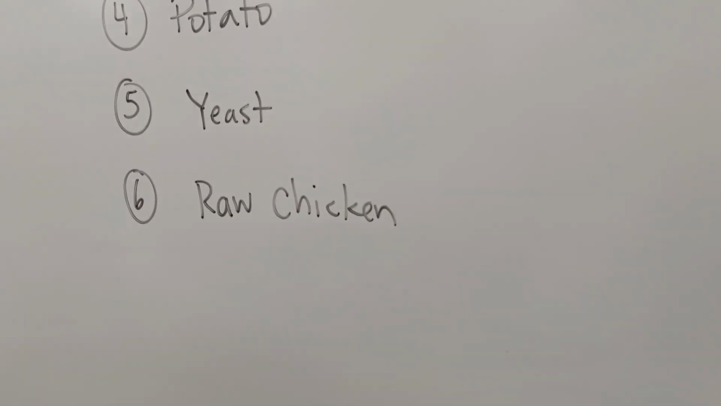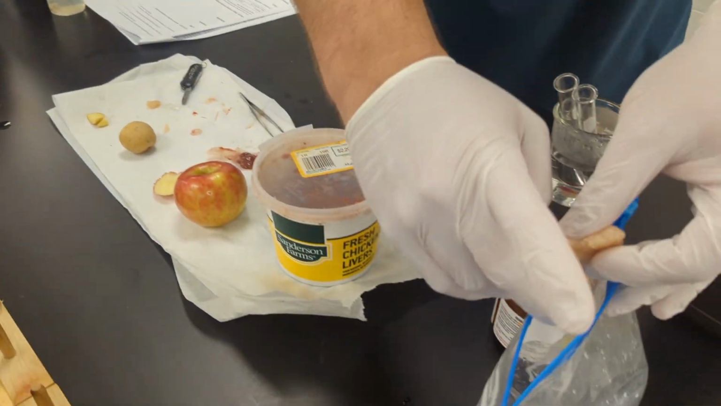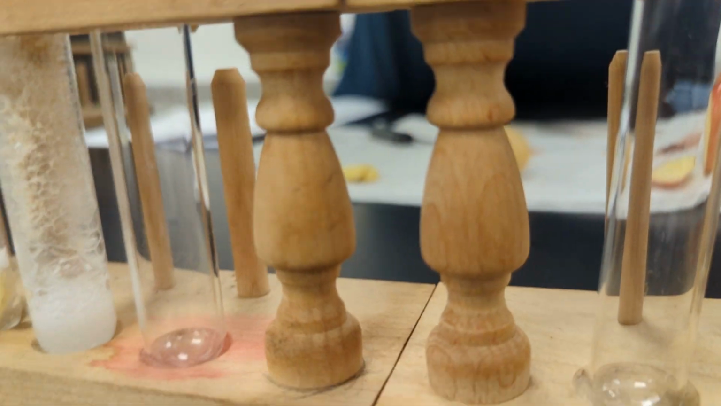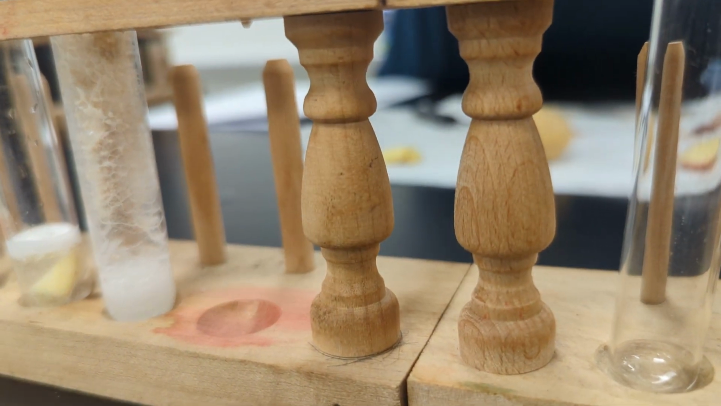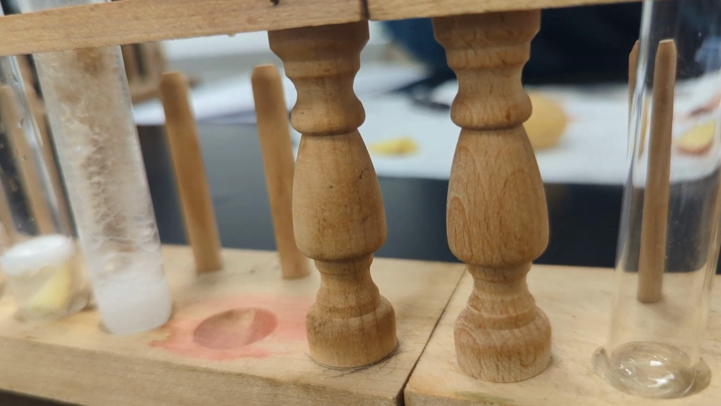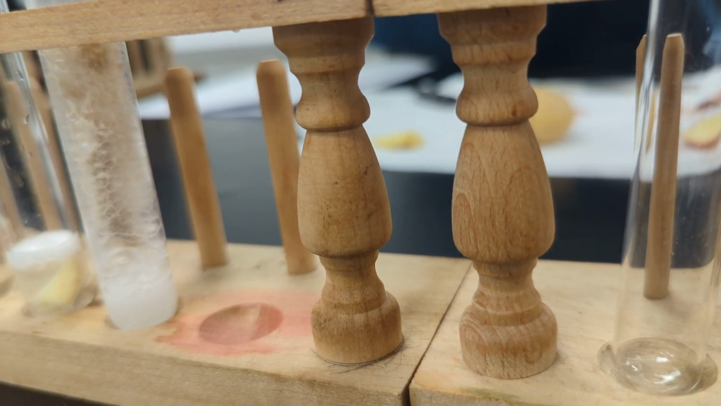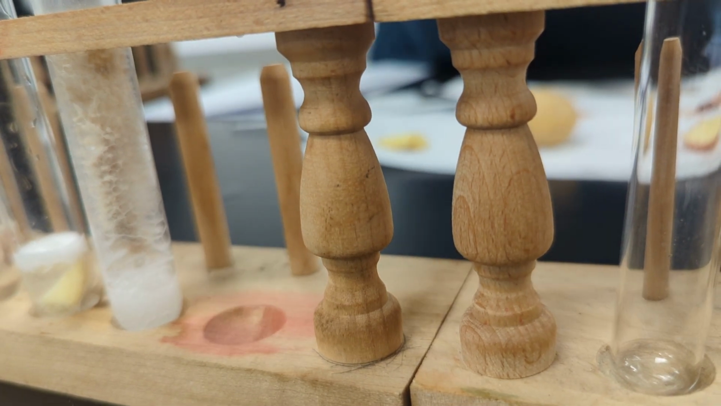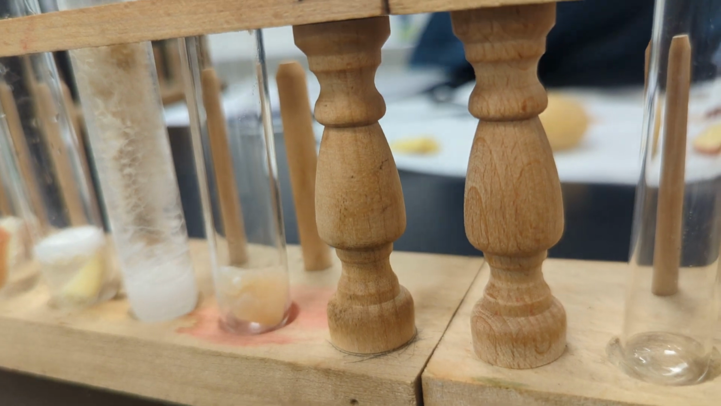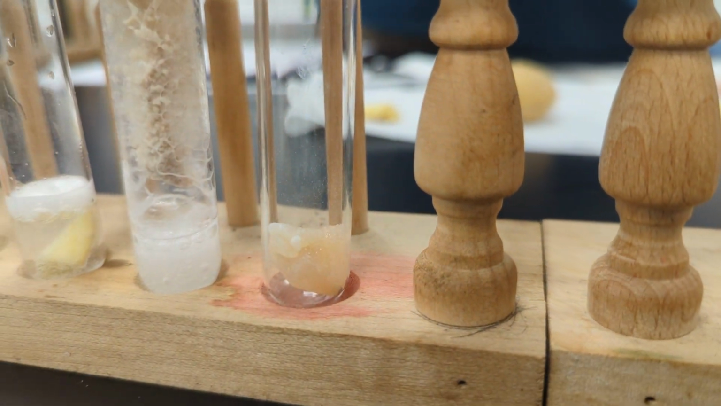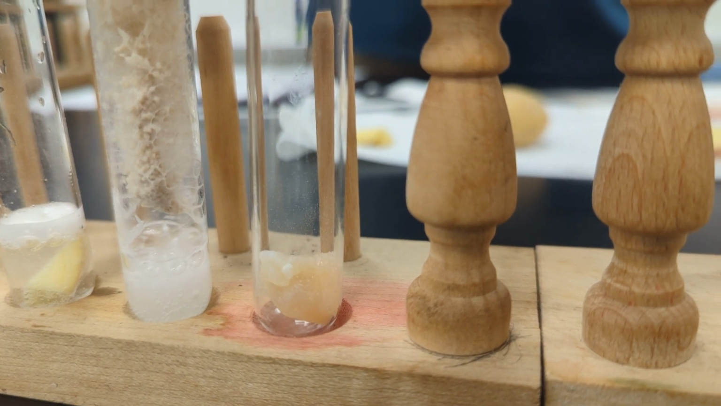So we are currently on test tube 6, raw chicken. There we go. All right, so I have chicken liver is what we're using for our control, but let's see how it compares to raw chicken.